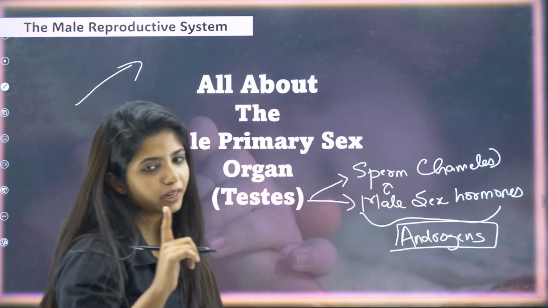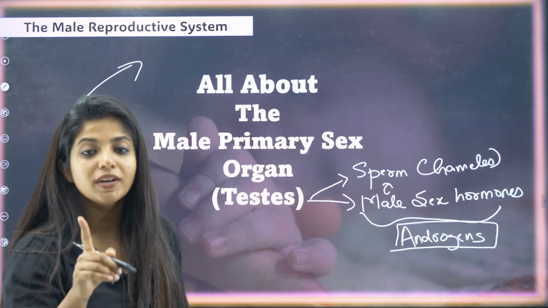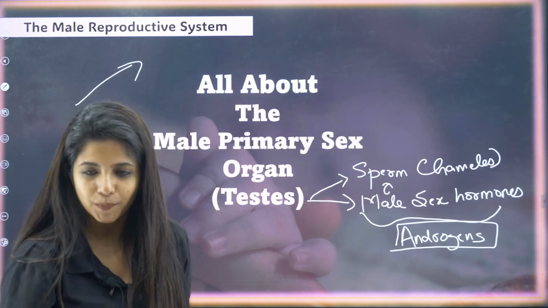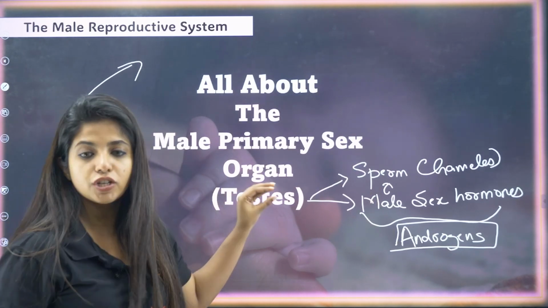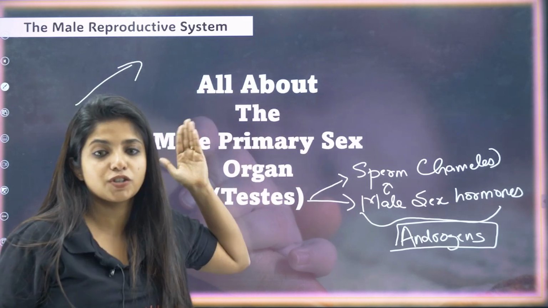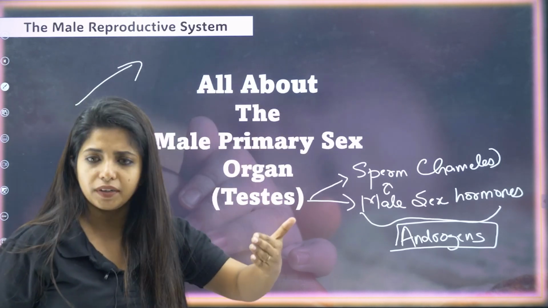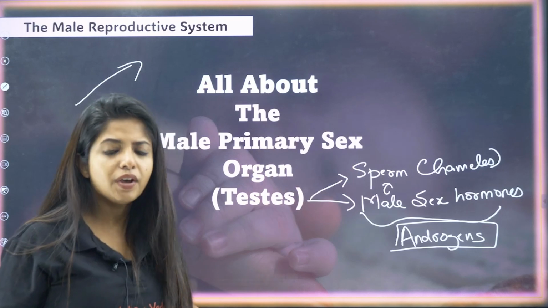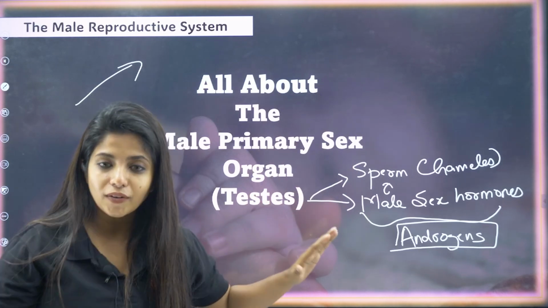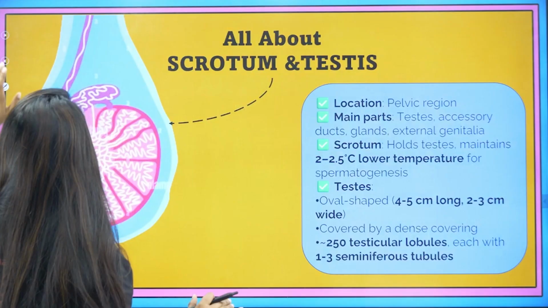Androgens, my dear children. You might have heard about one famous male sex hormone, and that is testosterone. This is the primary function of the testis, which is why it is the primary sex organ as well. But we have to learn more about it. Where do they make the sperm? Where do they make the sex hormones? All of this. So are we ready for that? Let's get into the topic.